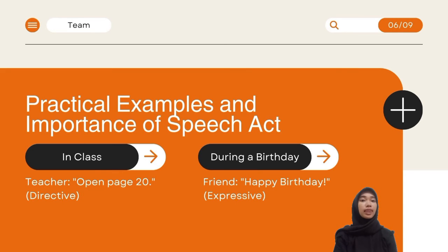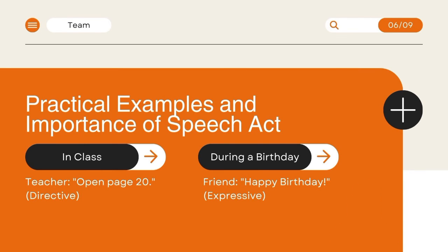Okay, first, think about a classroom setting. A teacher might say, open page 20. This is a classic example of a directive speech act, where the speaker, here the teacher, is requesting or instructing the listener, the student, to take a specific action. The intention is clear and the expected response is for students to follow the instruction by turning to page 20 in their books.